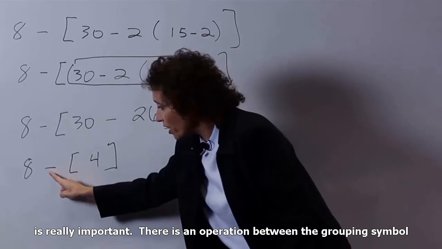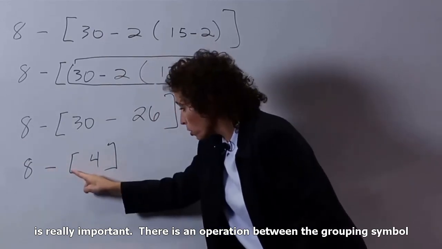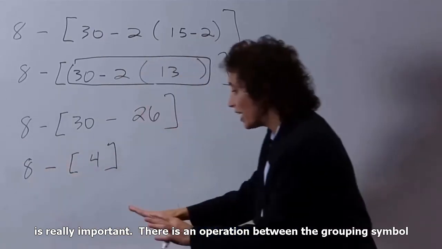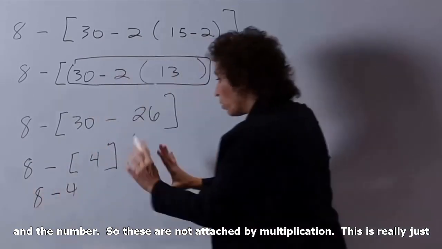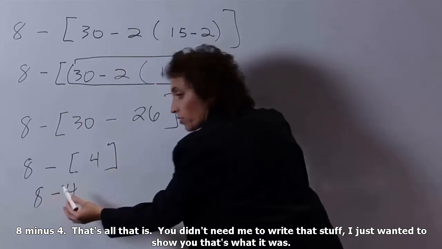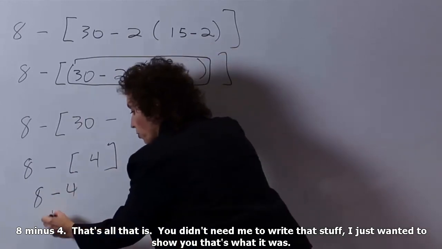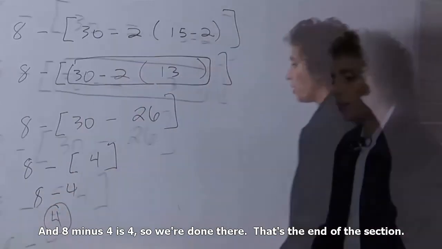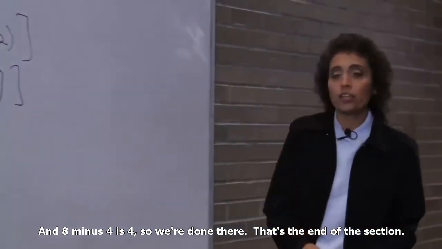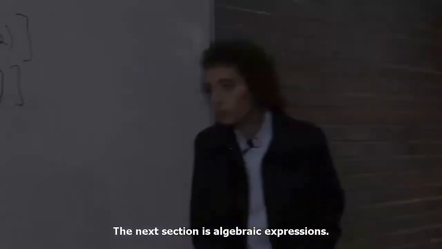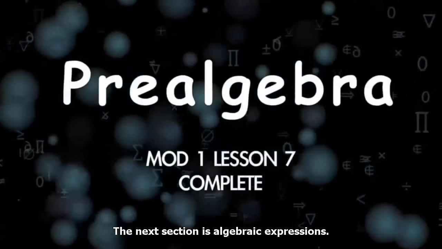Now let's talk about this. This is really important. There is an operation between the grouping symbol and the number. So these are not attached by multiplication. This is really just 8 minus 4. That's all that is. You didn't need me to write that step. I just wanted to show you that's what it was. And 8 minus 4 is 4. So we're done there. That's the end of this section. The next section is algebraic expressions.